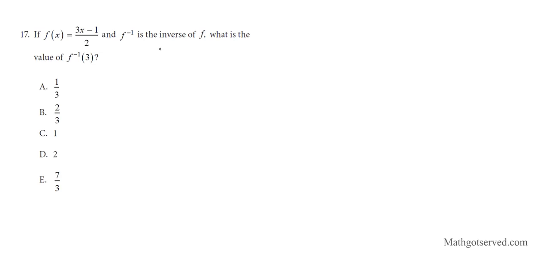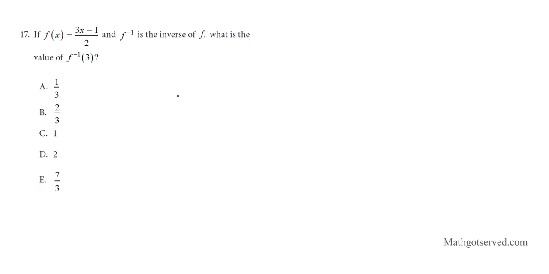It says if f is given by this, and f to the negative 1 is the inverse of f, what is the value of f to the negative 1 of 3? So we need to find the inverse of this function first, and then we're going to input 3 into the inverse and see what we get. All right, so let's do it.